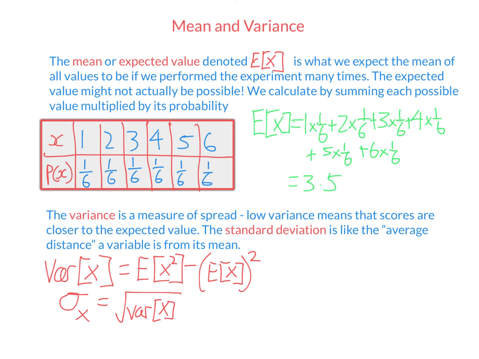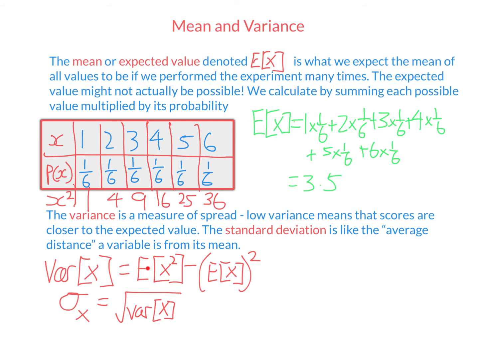So this is how you calculate the variance. You take the expected value of x squared and you minus the mean squared. So let's find the variance of this distribution here. So we need to calculate the expected value of x squared. So we're going to add another row here to our table. That row is just going to have the x value squared. So 1 squared just gives you 1, 2 squared 4, 3 squared 9, and so on.